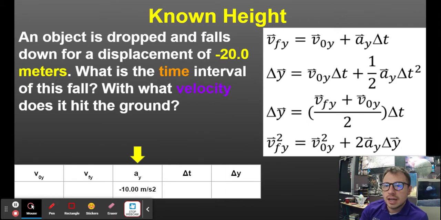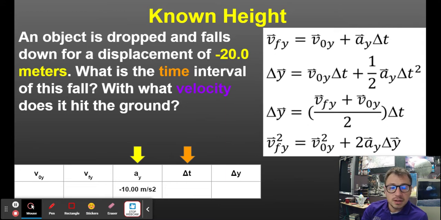So this is a known height. An object is dropped and falls down for a displacement of negative 20 meters. What is the time interval of this fall? With what velocity does it hit the ground? All right, so let's ask ourselves, what is the first thing this question is asking us to find? Well, it's asking us to find the time interval. Now, notice the displacement is a negative 20 because it's falling down. The final spot is going to be below where it originated, so it's going to be a negative displacement. So the first thing it's asking us for is the time. Now, we know three variables.